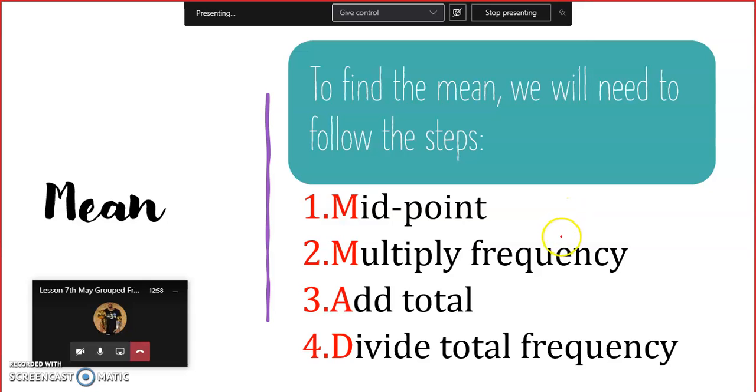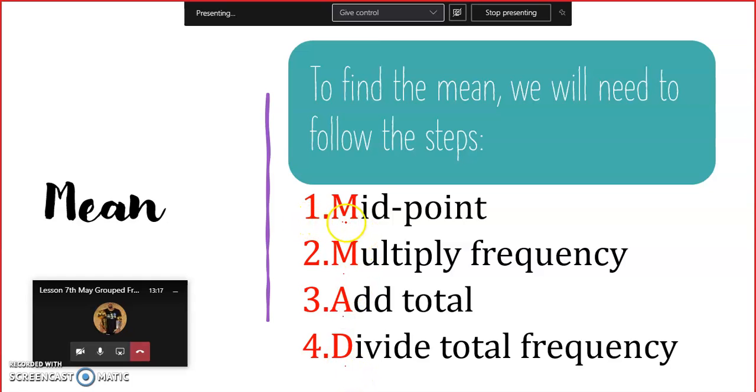All right, last bit, we talk about the mean. The mean is a bit tricky. We actually talked about it the other day, but I'd like to go through it in a more structured way. So the following four steps. Just remember MMAD. Just say four steps.